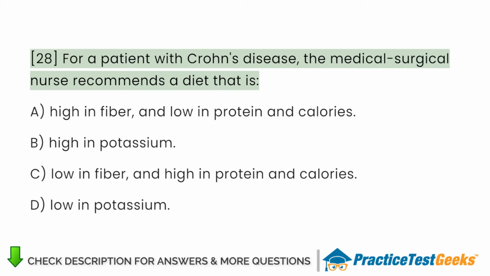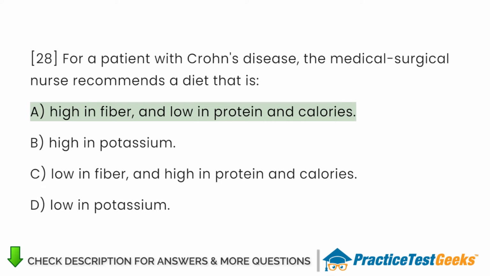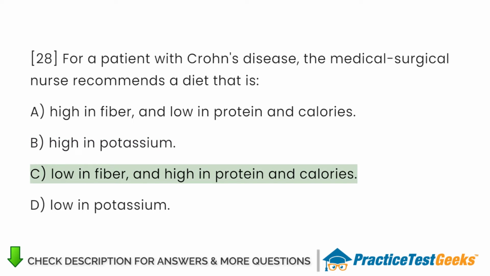For a patient with Crohn's disease, the medical surgical nurse recommends a diet that is A. High in fiber and low in protein and calories. B. High in potassium. C. Low in fiber and high in protein and calories. D. Low in potassium.